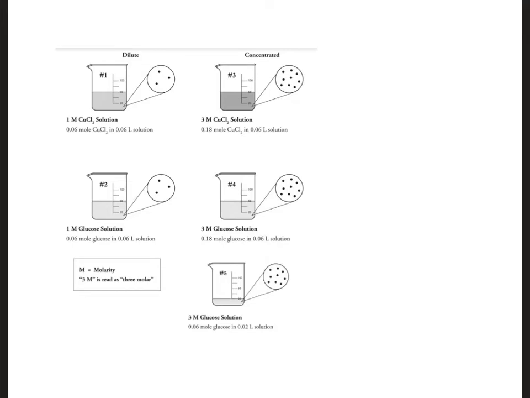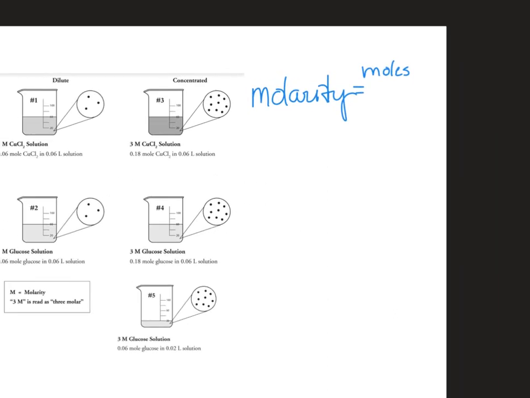So if we're looking at dilute versus concentrated, and we want to be more specific, we're going to start using this new term here, M, which stands for molarity. And molarity is a unit for concentration. And molarity, okay, this is a ratio of the moles of our solute over the liters of our solution.